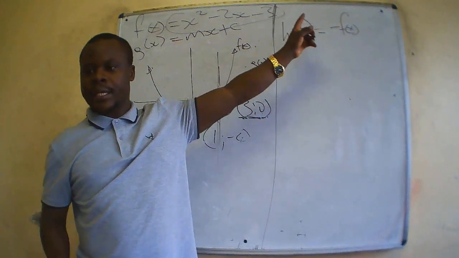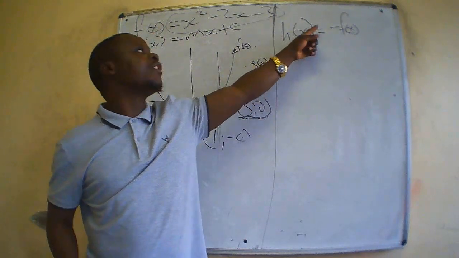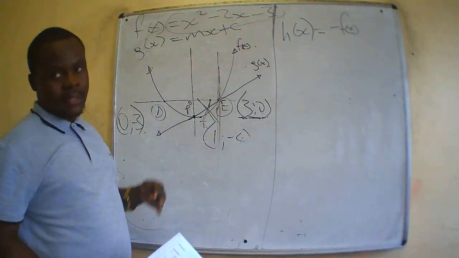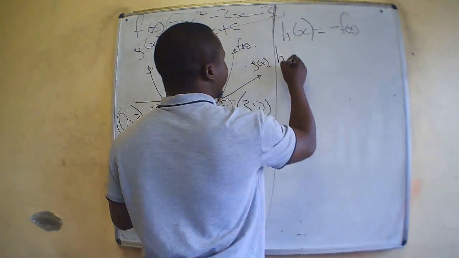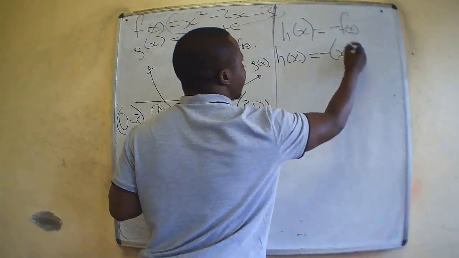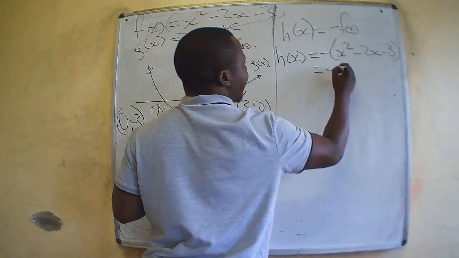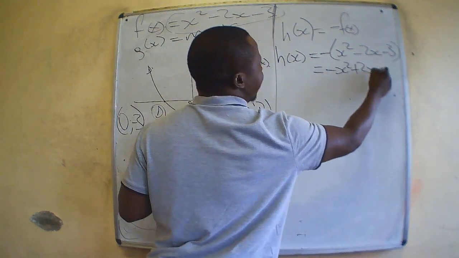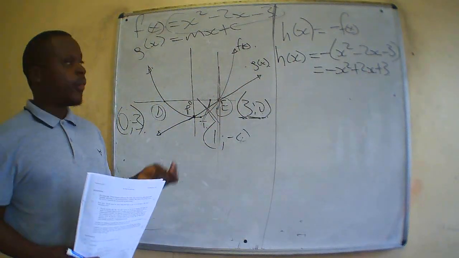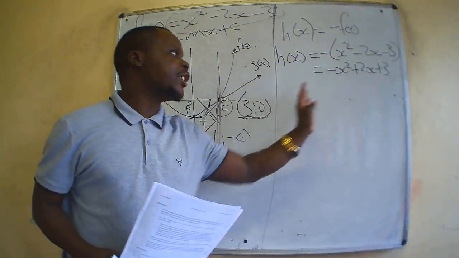Now, let us understand this. This means that h of x is simply a reflection of the old graph f of x along the x-axis. So that means our h of x in this case can be rewritten as negative, outside, x squared minus 2x minus 3, which is going to be minus x squared plus 2x plus 3. This is the graph of h of x. We just need to understand that we substitute our negative inside so that we can change the sign.